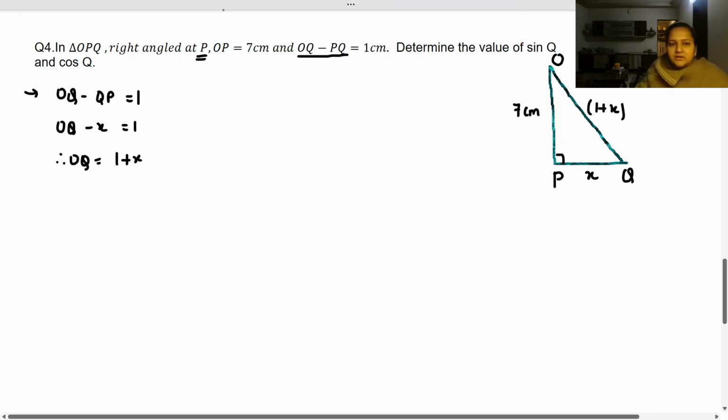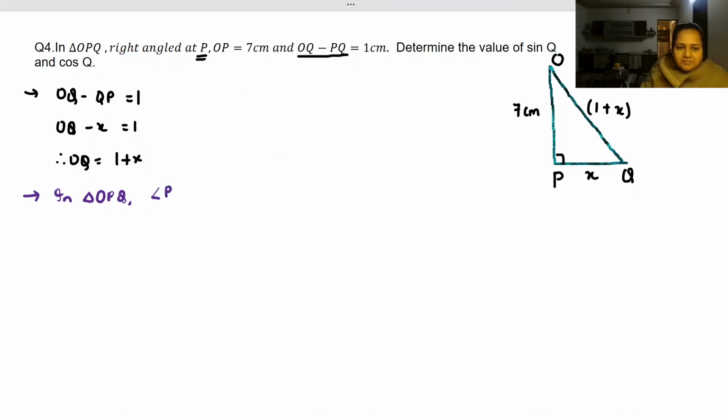Next, what are you going to do? What should be our plan of action to solve this further? It should be that we know all the three sides in terms of X, 1 plus X and 7. Let's simplify and find the value of X. To simplify and find the value of X, what are we going to do? We shall apply Pythagoras. So we'll write here next. In triangle OPQ, angle P is 90. Therefore, by Pythagoras theorem, what are we going to get?